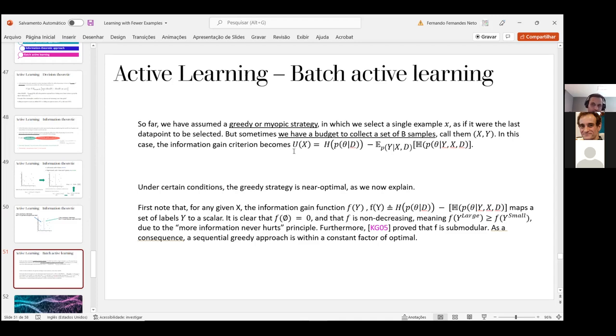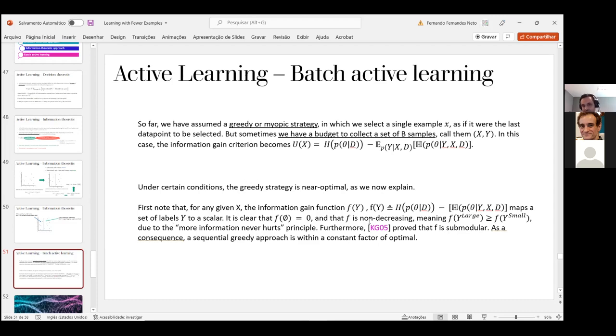One part that the author states, and it's also very interesting, is that originally, if we discard all possible conditions, including these certain conditions, this is an NP-hard problem in terms of calculating the information gain. So basically, for any given X, the information gain function still maps Y to a scalar, and it's clear that F of the empty set equals zero, and F is a non-decreasing function, meaning that the F value of a large set of Y is larger than or at least equal to that of a smaller set of Y, due to the principle that more information never hurts.